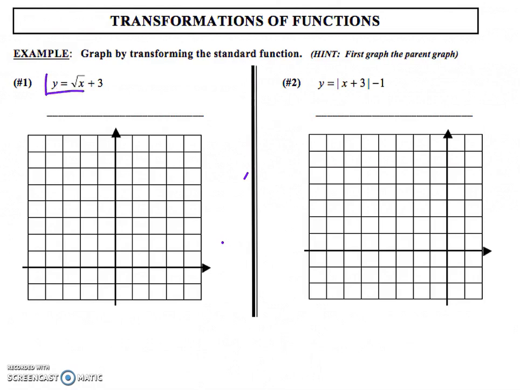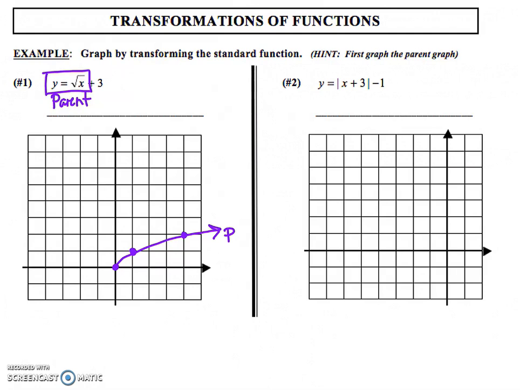So our parent graph here is just this part right here, the square root of x. And hopefully you don't have to make a table for that. Hopefully you know what the basic shape of the parent graph of the square root of x looks like. It begins at the point (0, 0). It has a point at (1, 1). And it has a point at (4, 2). And then if our graph continued, it would have a point at (9, 3). Okay, so I'm going to label this P. This is our parent graph.